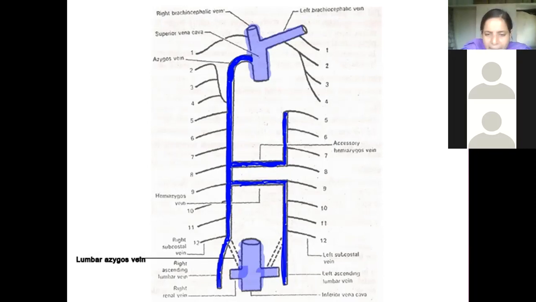You practice this diagram and write it in your own words, and you will get full marks. When you write, say the azygos vein is formed by the union of the right ascending lumbar vein with the lumbar azygos vein. Similarly, the hemiazygos vein is formed by the joining of the left ascending lumbar vein and the lumbar azygos vein. Okay, this is the way they are formed.